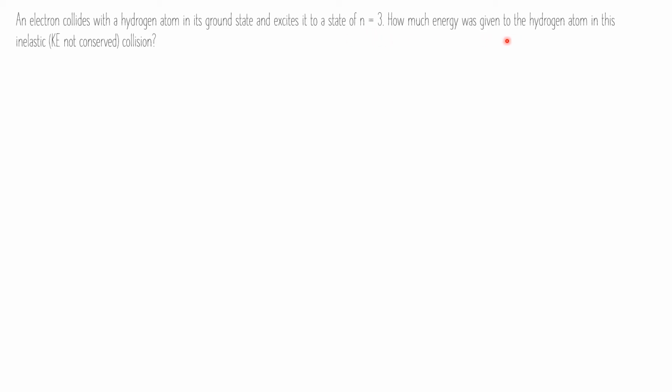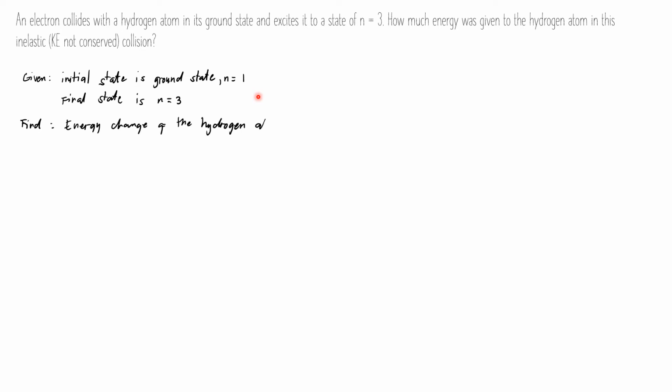How much energy was given to the hydrogen atom in this inelastic collision, meaning the kinetic energy is not conserved? Here, the initial state is the ground state, meaning n is equal to 1. The final state is n is equal to 3. So we need to find the energy change of the hydrogen atom. So delta E, meaning the change of energy, is equal to final energy minus initial energy.